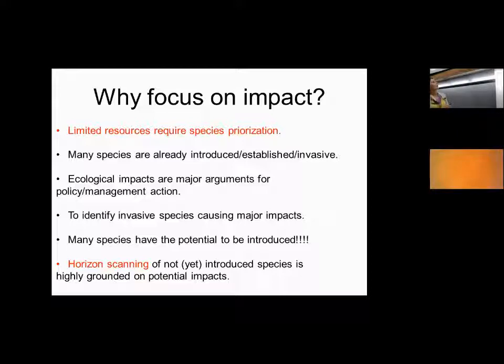So this is used to identify the already invasive species that we want to manage and that are causing the major impacts. But many species are not yet in the country, hundreds, thousands, and how do we prioritize those? This is why we could do a horizon scan, with several hundred species, and say, okay, we're going to prioritize the ones that might cause the largest impact. So this is why to focus only on impact.